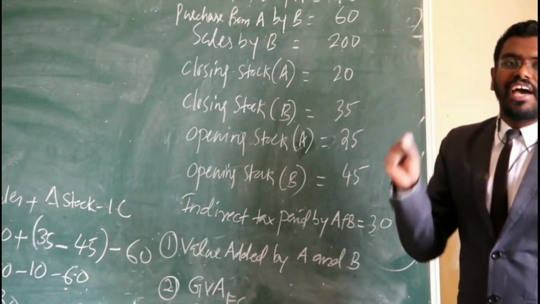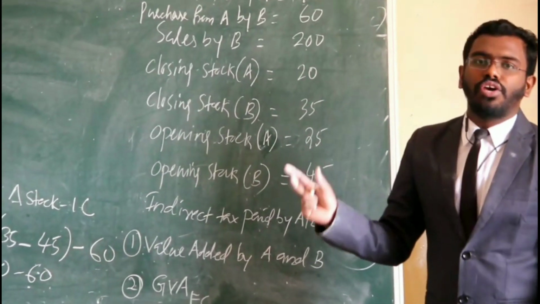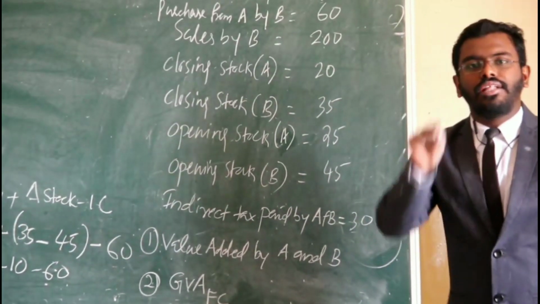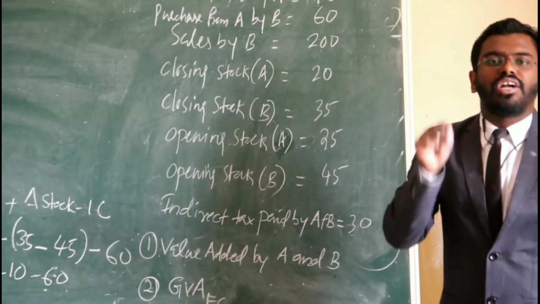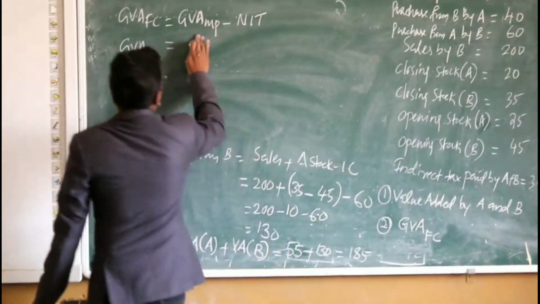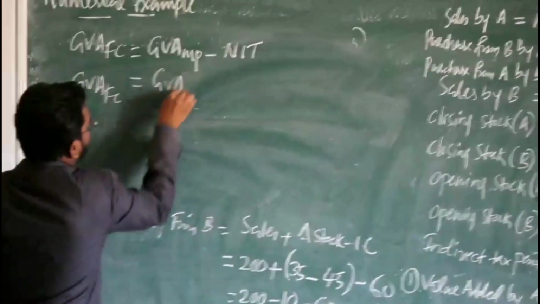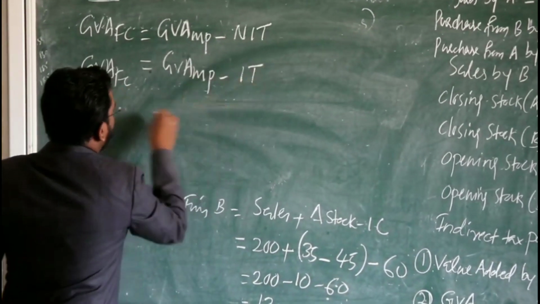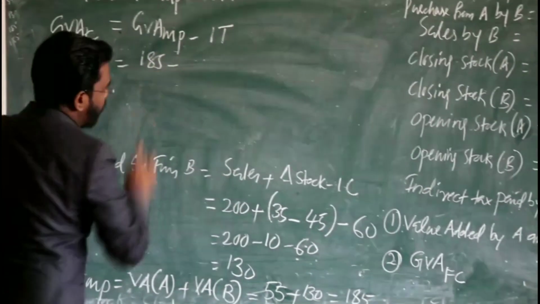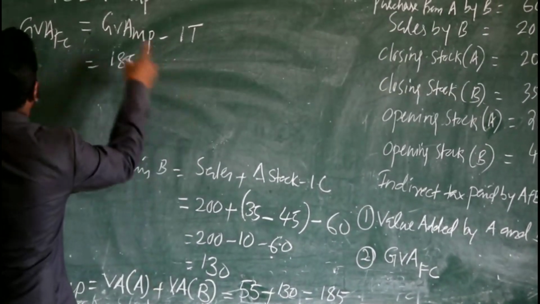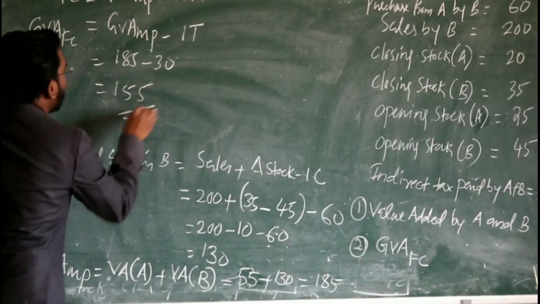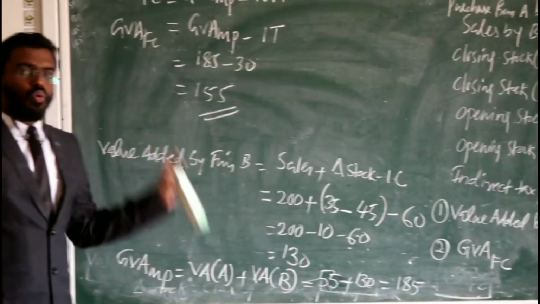If subsidies and indirect taxes are both given, then only we can calculate NIT. Otherwise, if only indirect tax is given, then we can subtract. Otherwise, if we get only subsidy, then we need to add. Got it? So GVA FC is equal to GVA MP minus indirect tax, that is 185 minus 30, which is equal to 155. So GVA FC is equal to 155.